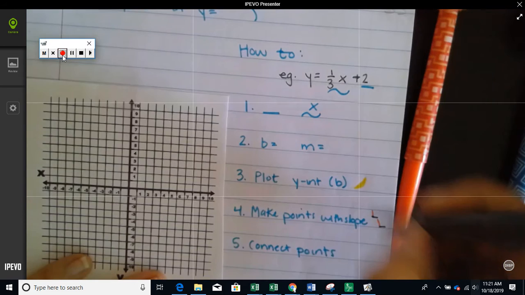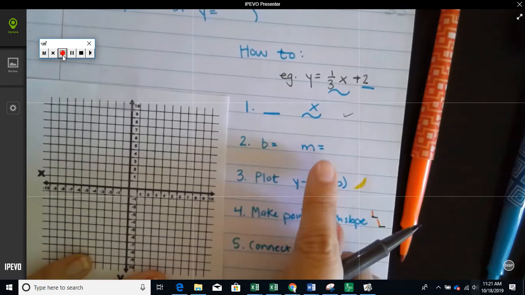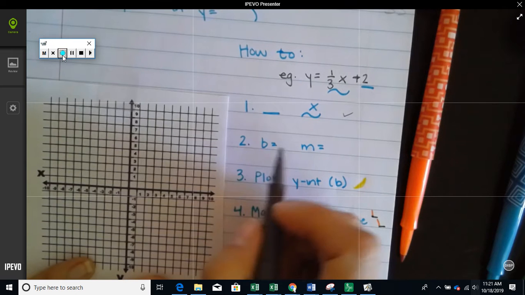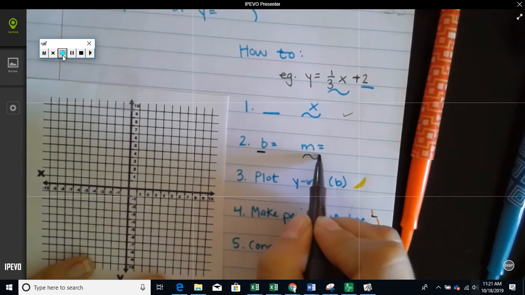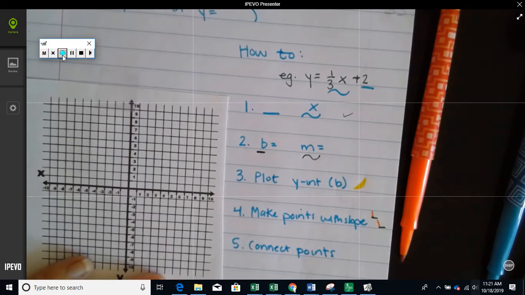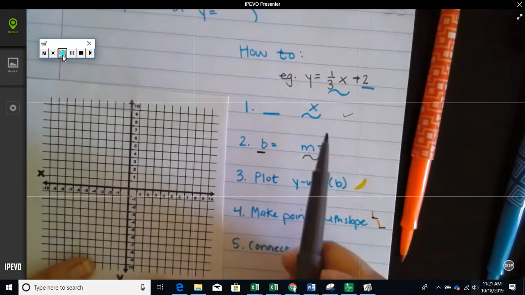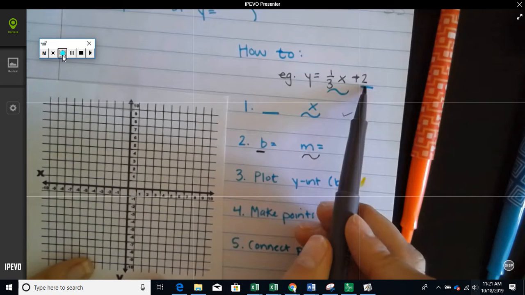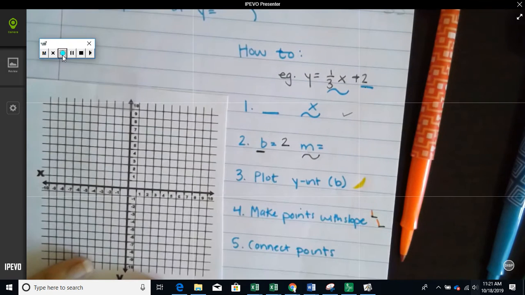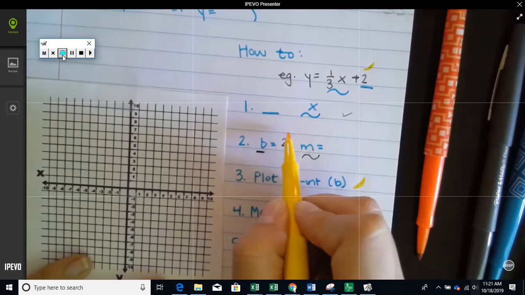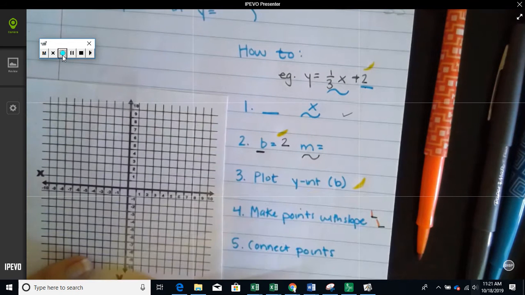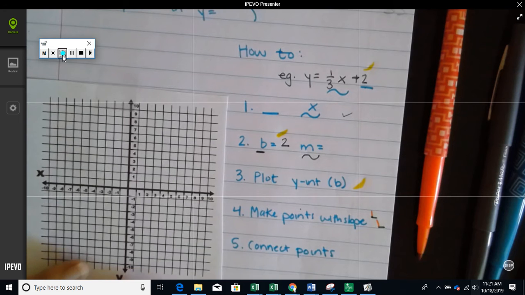Okay. Next step, I write b equals, m equals. The b is the one that you underline, and the m is the number, the ratio, the fraction for x. So here, the one that I underlined was 2, so I write 2 here. Okay, and I'm going to put a little banana over it, and a little banana over this one. Please do the same thing on your paper.